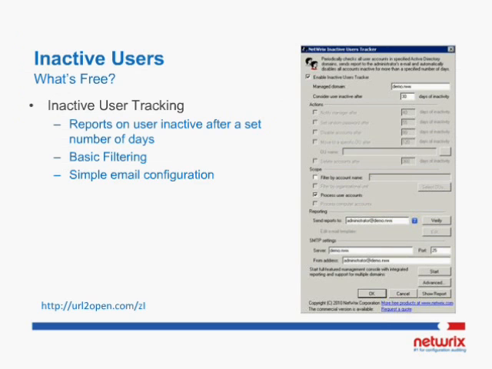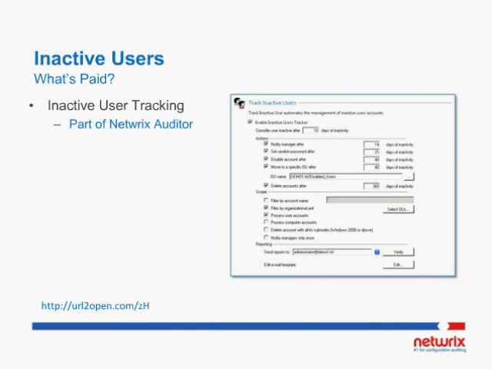In essence, you just basically pick a domain, a number of days, an email address, and a little bit of SMTP data. And you're going to get a basic report that says anyone who's over 30 days inactive or whatever, you get a report every day. So it's pretty simple, basic filtering and simple email configuration, but it's certainly at least going to tell you who's inactive and who's not. The paid version is actually the very same named product, but it's part of the Netwrix Auditor platform. You can, again, get the URL for this. This would be an eval of Auditor to be able to try out this paid version, and you see where all of the options are available and it gives you a lot more granularity.